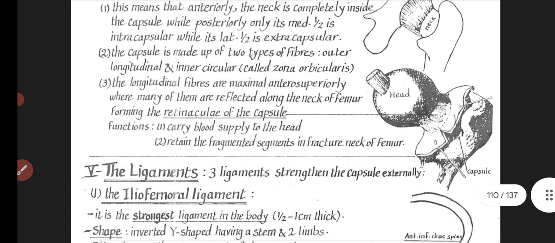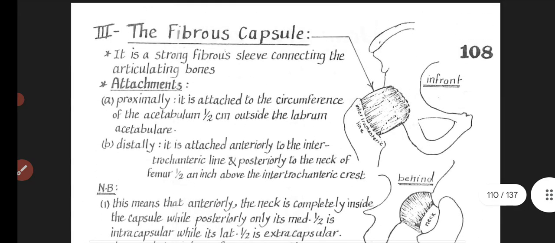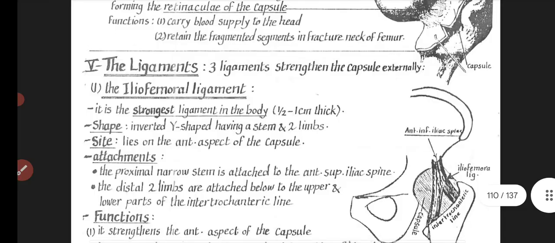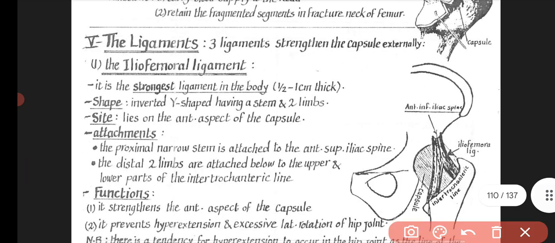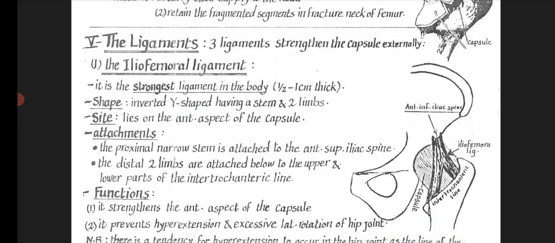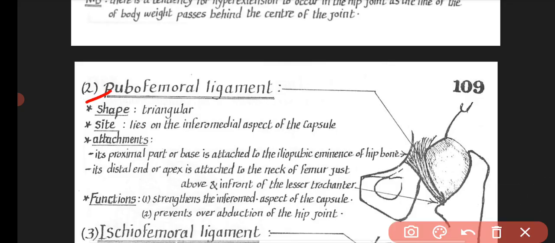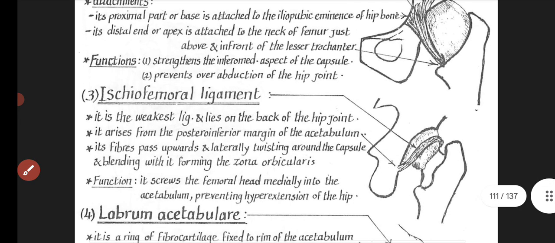Next, we'll study the ligaments of the hip joint. Three ligaments strengthen the capsule externally. The iliofemoral ligament, which is the strongest ligament of the body. It is inverted Y shaped. And next one is the pubofemoral ligament, it is triangular shaped. And next one is the ischiofemoral ligament.